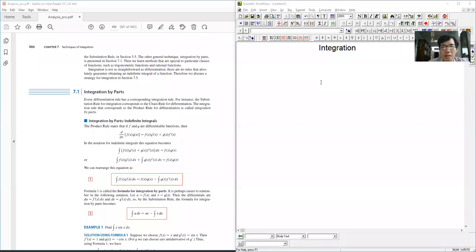Hi everyone. Today I will continue with the methods to evaluate integrals. Another kind of method to evaluate integrals is integration by parts. So how do we use integration by parts? Today I will show you how to use this.